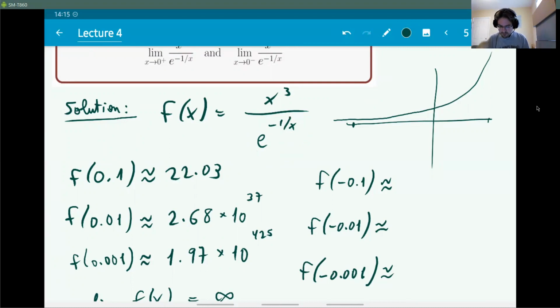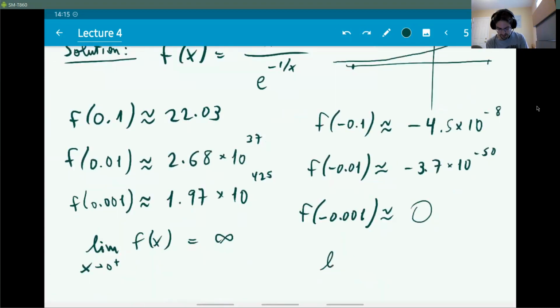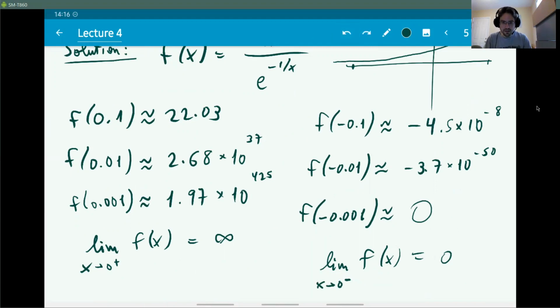So if you try to plug in numbers in your calculator now, you will see something like -4.5 times 10 to the -8, and then -3.7 times 10 to the -50, and then just actually 0. Even Wolfram Alpha cannot, I mean, it's not going to be equal to 0, but even a computer cannot see how small this number is. So we can probably guess the values are approaching 0. So this is not an example of an infinite limit. It's a finite limit, but it is infinite on the other side.